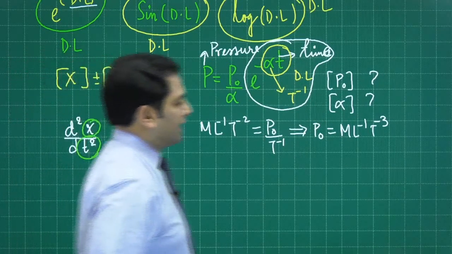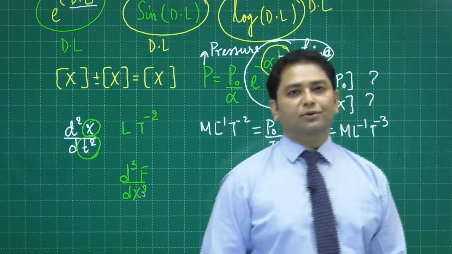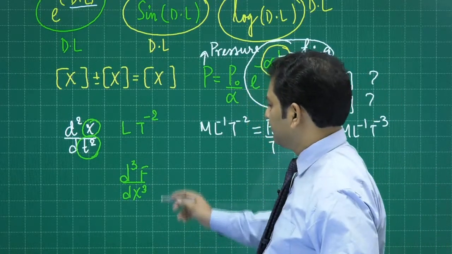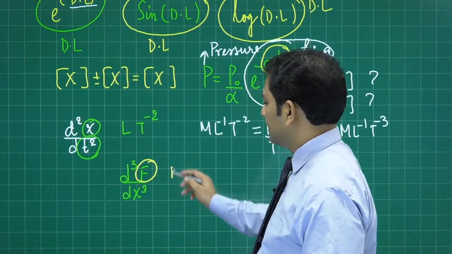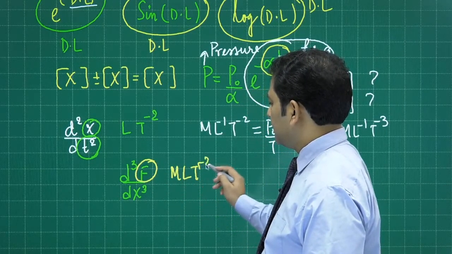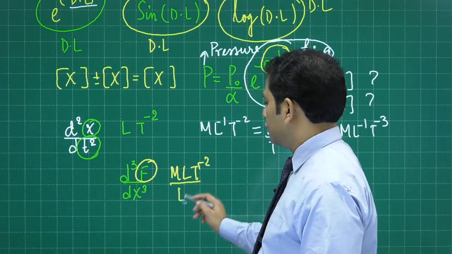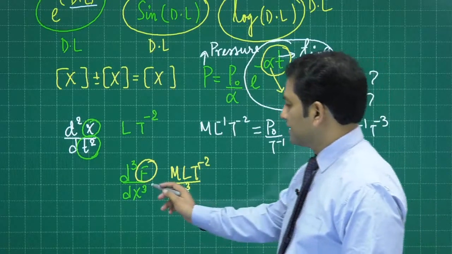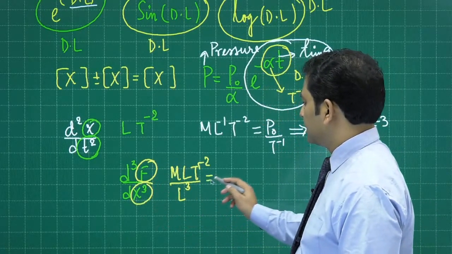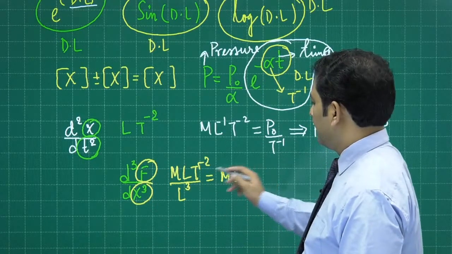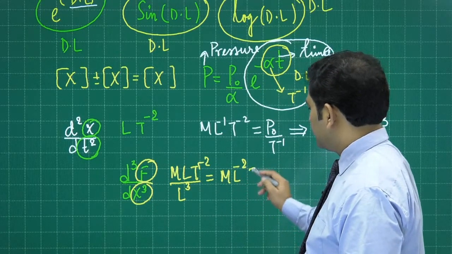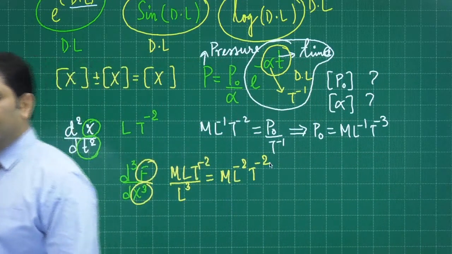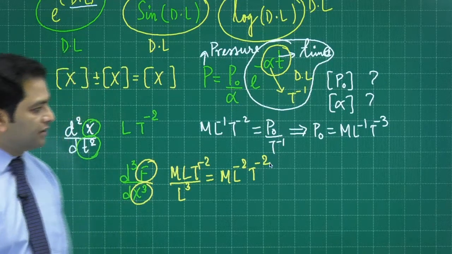So if I want to do that, d3f by dx cube, the basic idea, we had talked about this thing. See, the idea is very simple. F will come as it is. So that is ML T minus 2, divided by x cube, that's going to be L3, right? And this is x cube, this is f. So this is going to be ML minus 2 T minus 2. So that's how we calculate the dimension where a derivative is involved.